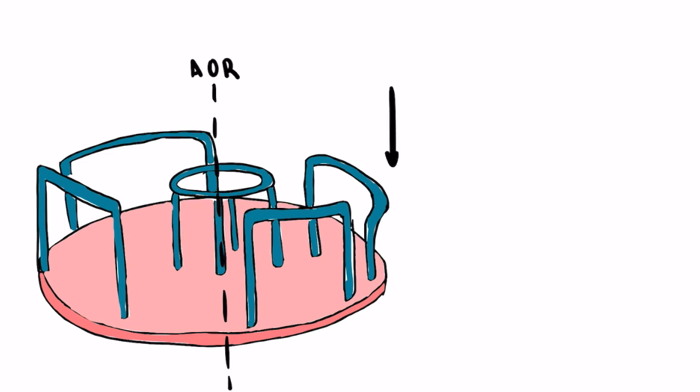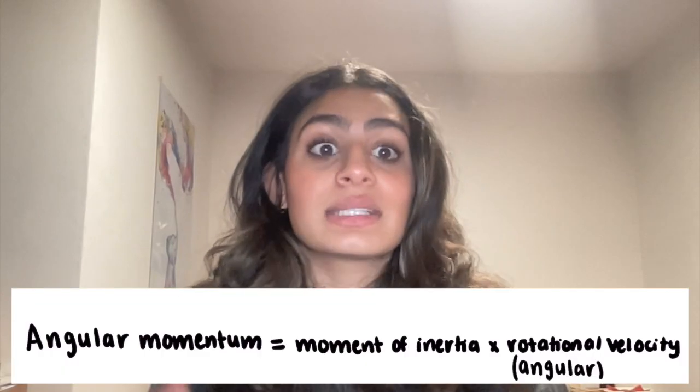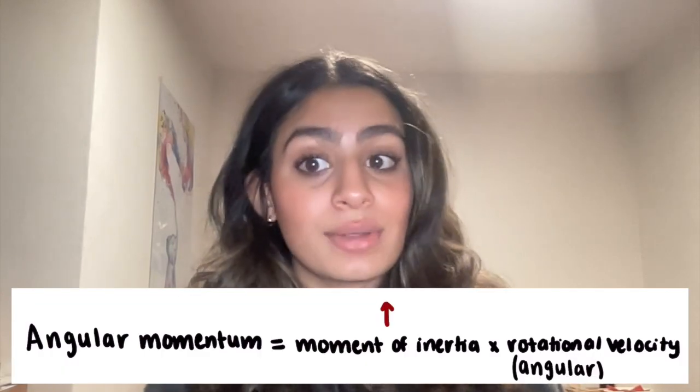Now, if you've done this before, you know that when you stand closer to the middle of a merry-go-round, you go a lot faster than if you're further from the center. But why? This is all due to angular momentum conservation, and let's discuss it. If you're at the edge of a merry-go-round, you are further from the axis of rotation. This means that the mass around the merry-go-round is spread further away from that axis of rotation. Now, if you recall, that means the total moment of inertia has increased.